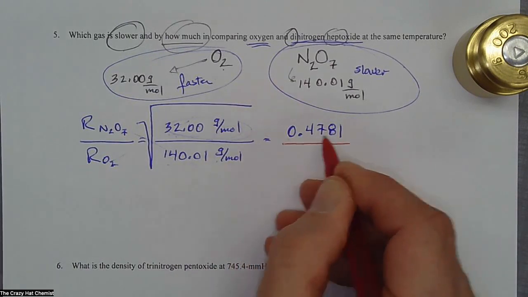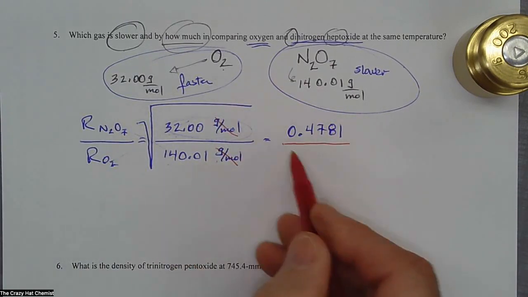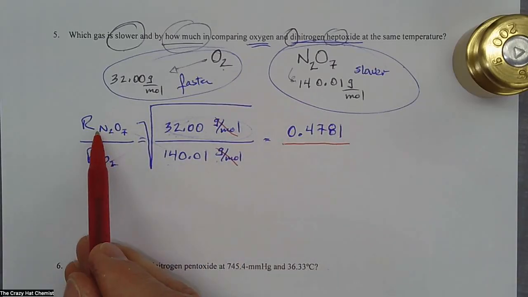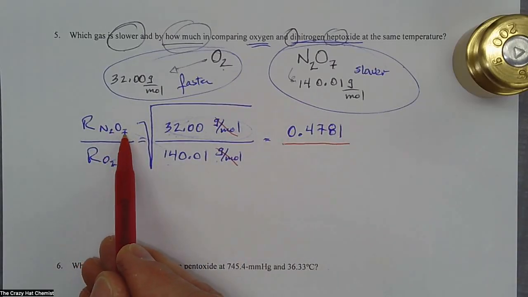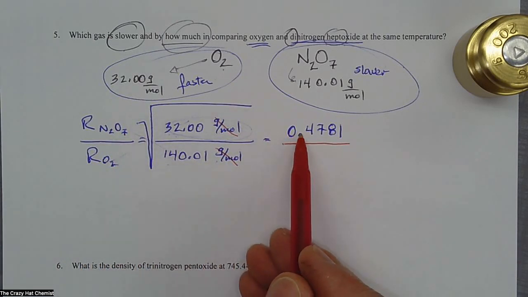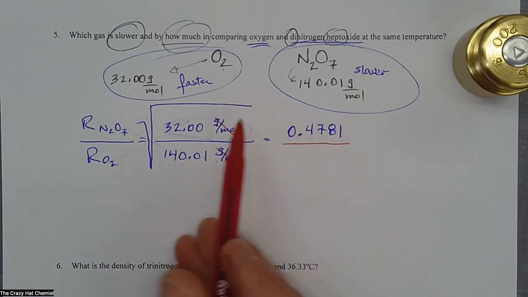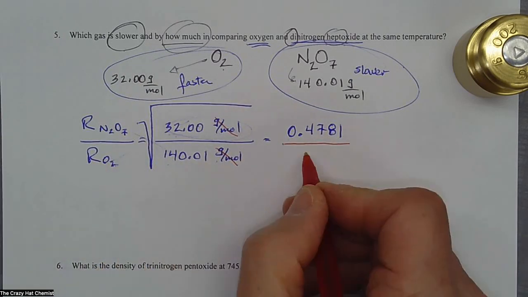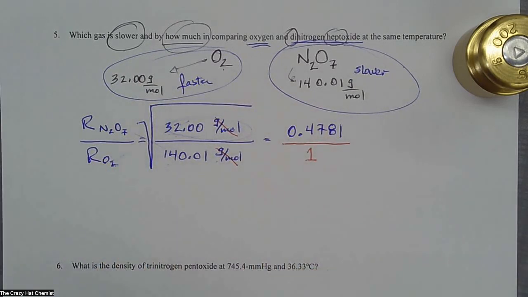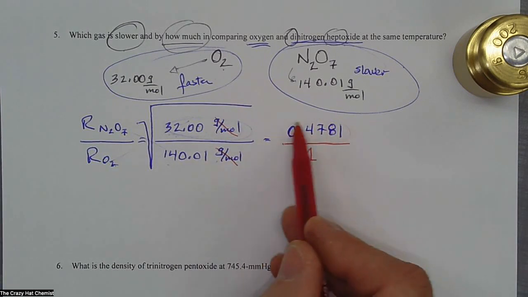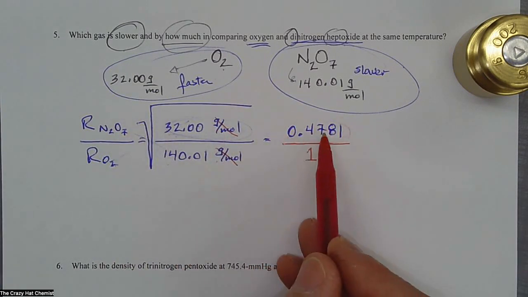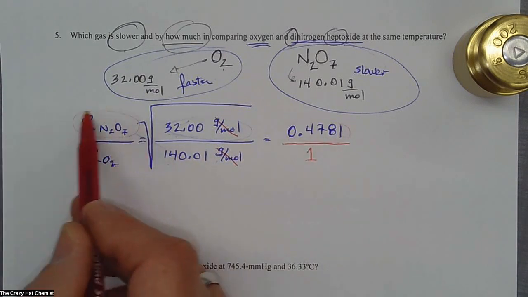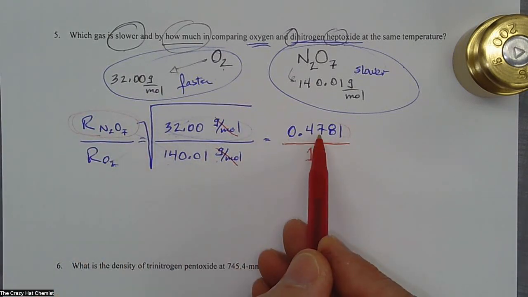So really this is a ratio. Notice that the grams per mole cancels out. This is a unitless number. This is just the rate of dinitrogen heptoxide traveling at a rate of 0.4781 in comparison to the rate of oxygen, which is traveling at a rate of 1. What's the denominator of 2? 1. What's the denominator of 1,000? 1. So if the number that you get when you do this is less than 1, then that gas is slower by that amount.